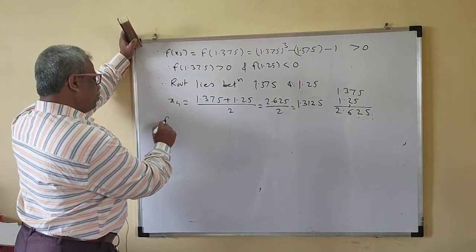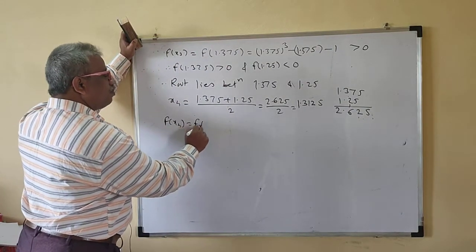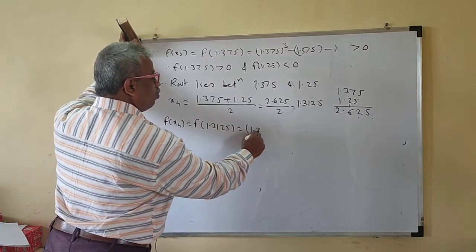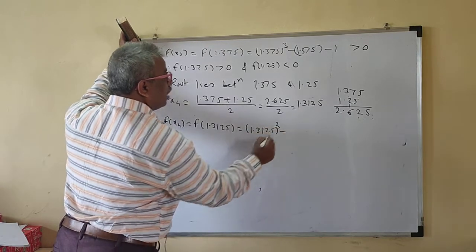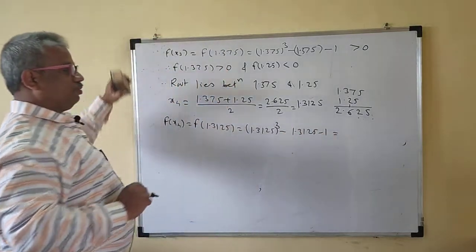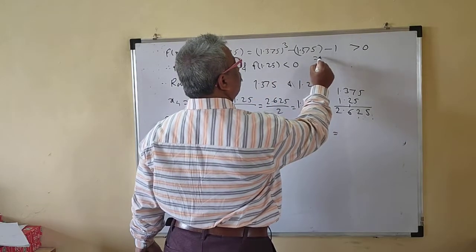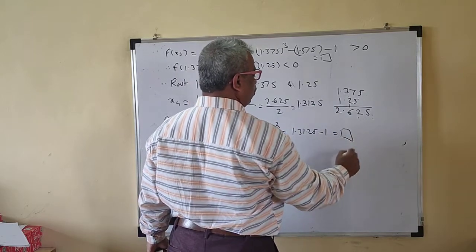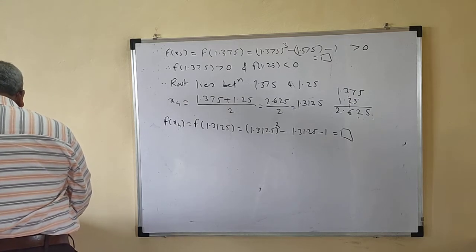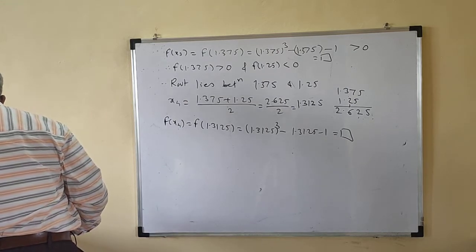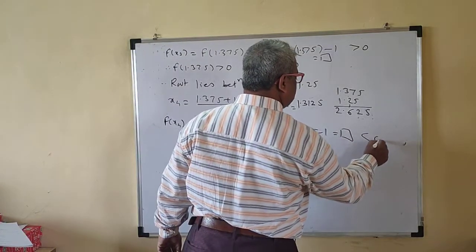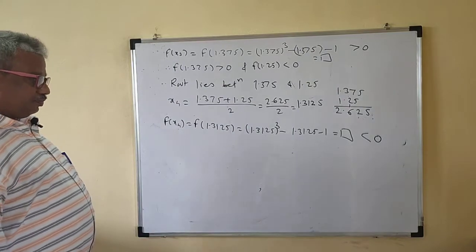Okay, now we find f of x4. So this is f of 1.3125 is equal to 1.3125 cube minus 1.3125 minus 1. Find out the value of this one with the help of a scientific calculator, and we'll check whether this is positive or negative. So this is negative now. This value is negative.